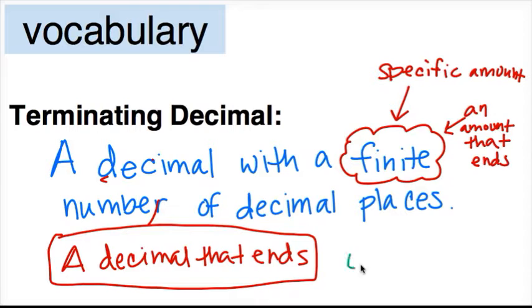So an example of what this would look like, 231 thousandths. My decimal ends. There's nothing else happening at the end. 7 and 8 tenths. The decimal ends. It has a finite number of places. This decimal has 1 place after the decimal point. This decimal has 3 places after the decimal point.